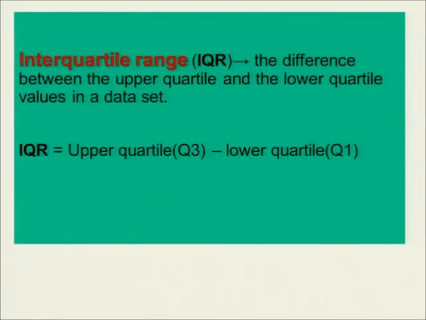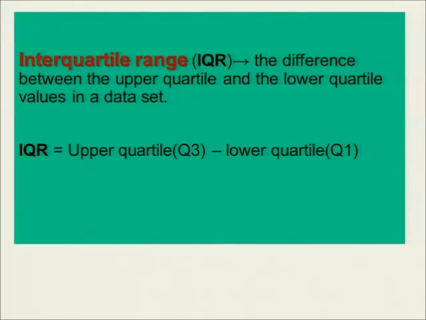Alright. Under the quartiles, we also have what we call the interquartile range, or IQR. The interquartile range is the difference between the upper quartile and the lower quartile values in a data set. Remember again, grade 12s, I said in mathematical literacy, once you hear the word difference, what should come into your mind is subtraction.